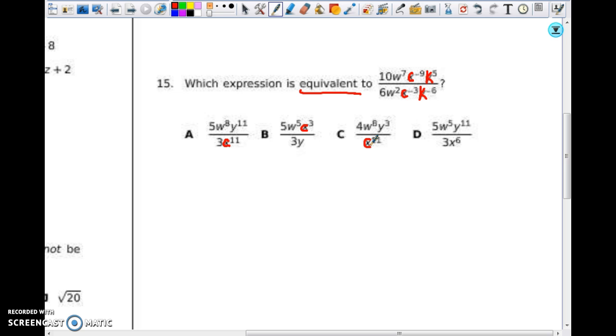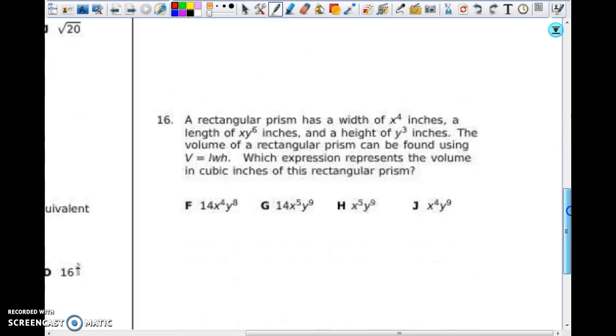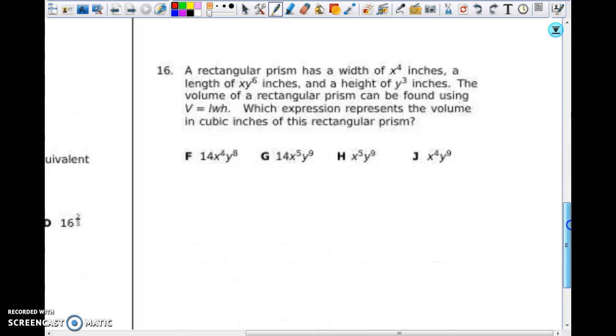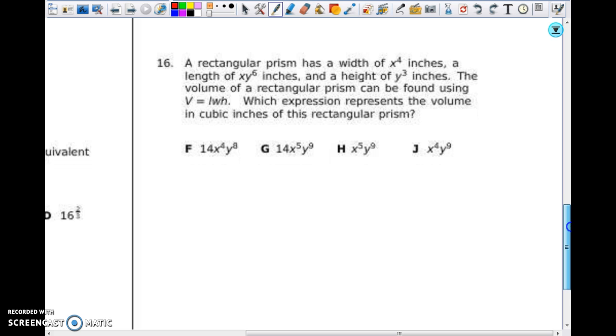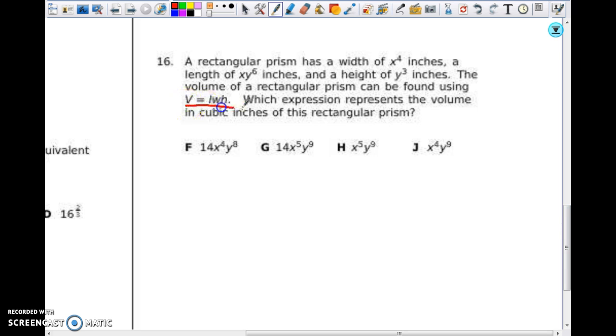Got it? Okay, so for number 16, it's the exact same. However, you need to know how to set this up. Do you know what volume is? What is it? Beautiful. Length times width times height, all three of them. It gives you a rectangular prism with a width of x to the 4th, a length of xy to the 6th, and a height of y to the 3rd. Do you know all three? So what are we doing between each of them?